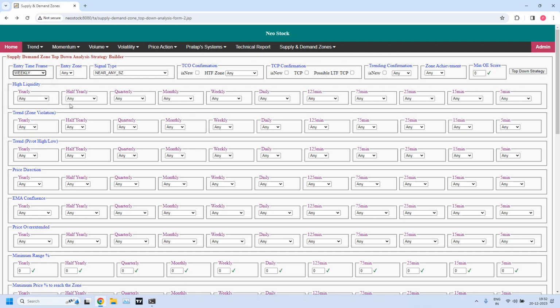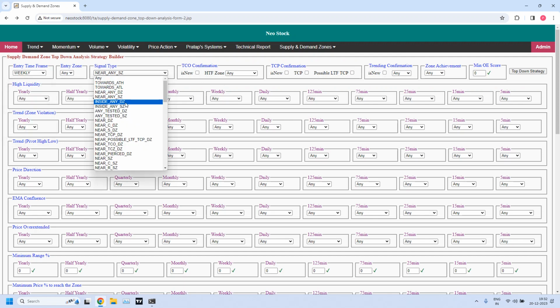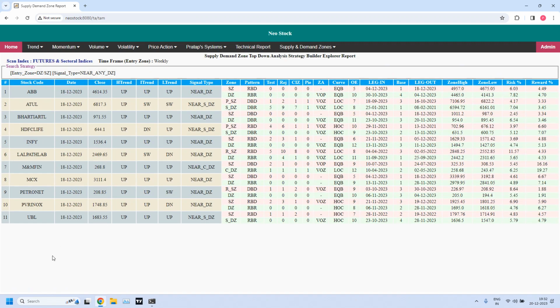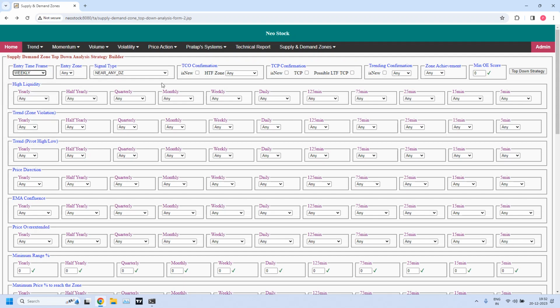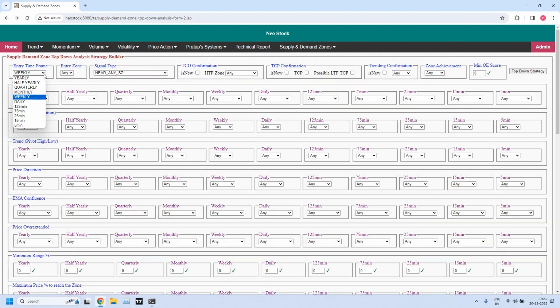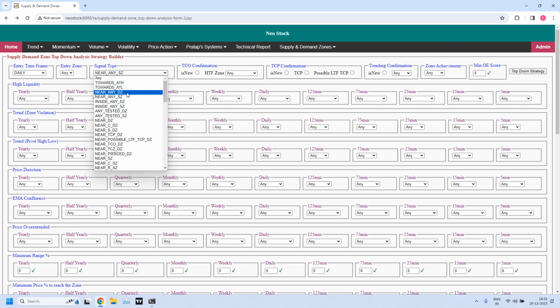Now weekly time frame, let us find near weekly demand zone. Now 11 stocks are near weekly demand zone. Let's go back. For weekly time frame, let us find the stocks near weekly supply zone. We have identified 3 stocks near weekly supply zone. Now let us generate for the daily time frame. Daily time frame, let us find the stocks near daily demand zone.